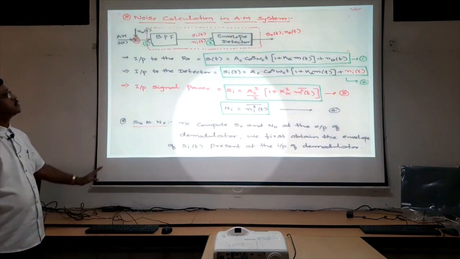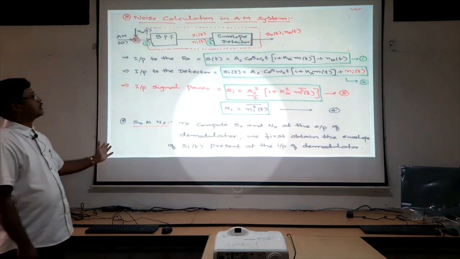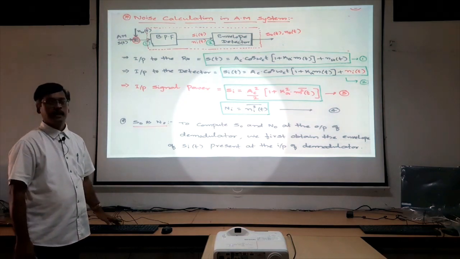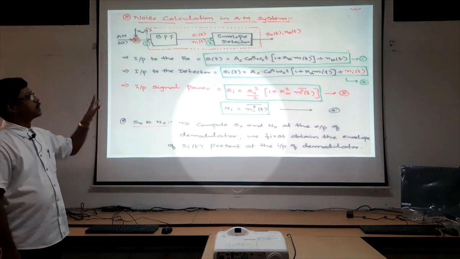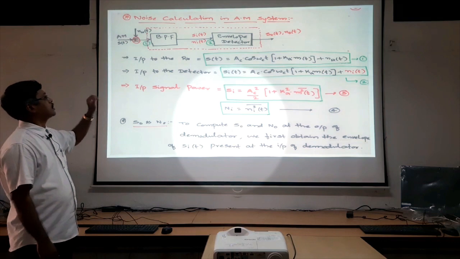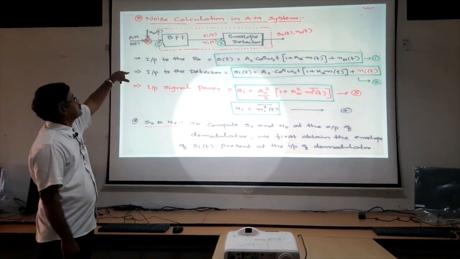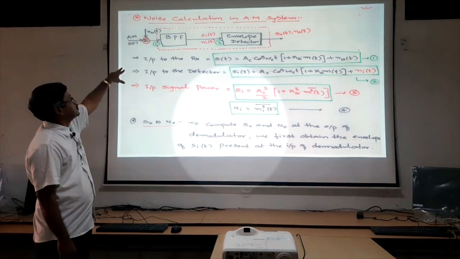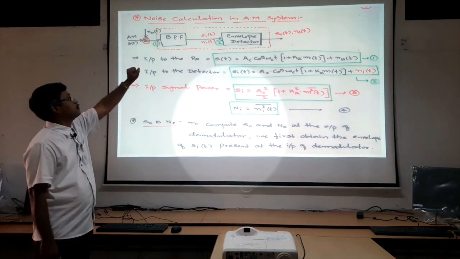So let us switch on to the noise calculation in AM system. Just recollect the baseband system and redefine the baseband system block diagram for the AM modulated system. Here, if you observe the basic block diagram of the noise calculation in AM system, it has the band pass filter and envelope detector.